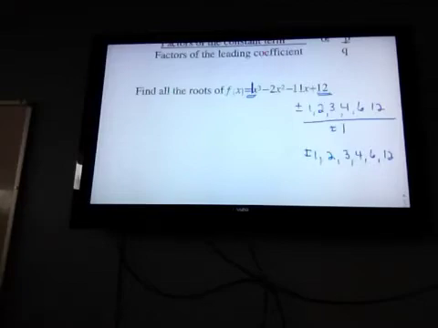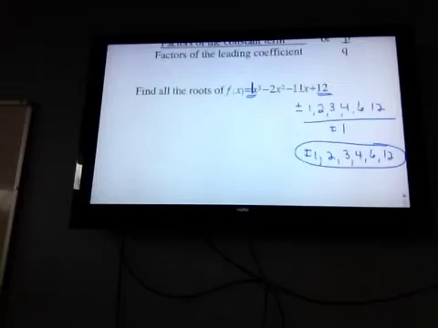7 is definitely not going to work. 11 is not going to work. 5 is not going to work. These are the 12 possibilities that you start with. There's only 3 answers. And it can only be, let me back up. The rational roots can only be here.